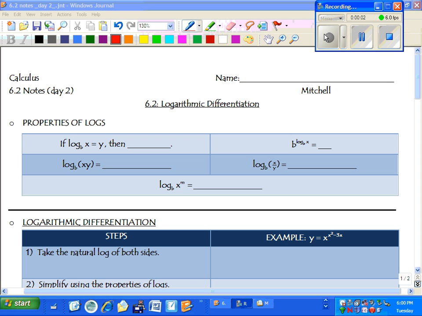Virtual Mitchell here, looking at 6.2 notes day 2. We're going to start off by looking at some properties of logs.